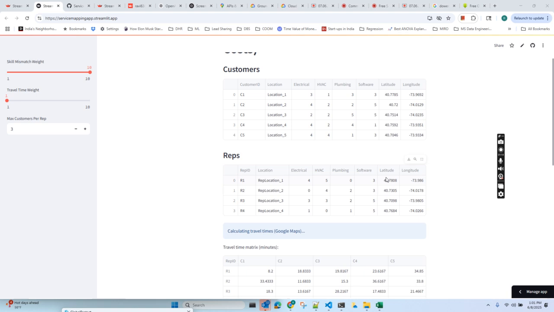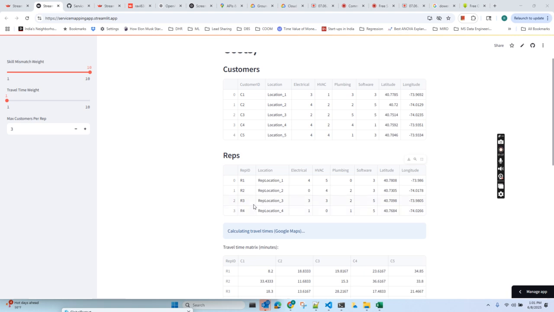So these are the different locations of the representatives in terms of latitude and longitude, and the skill of that specific representative in terms of different components, right? So this guy R1 is trained in electrical, HVAC, but not so much in plumbing and not so much in software as well, right? Similarly for R1, R2, R3, R4.